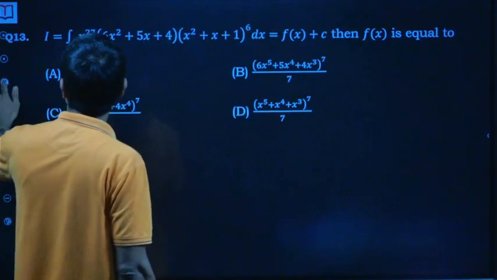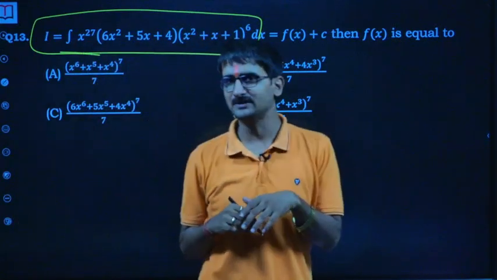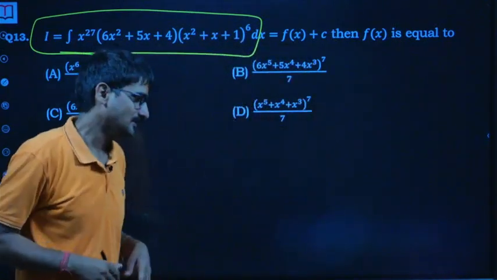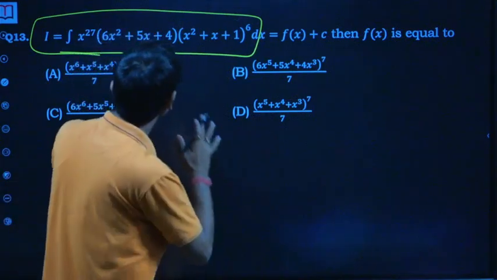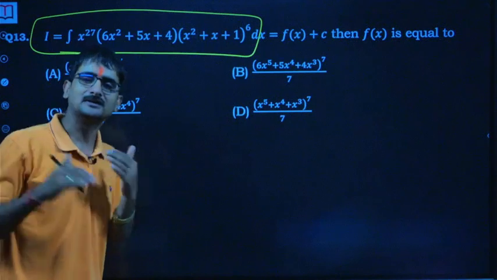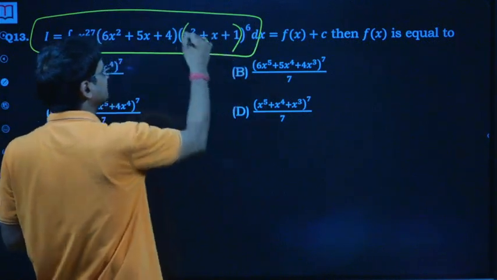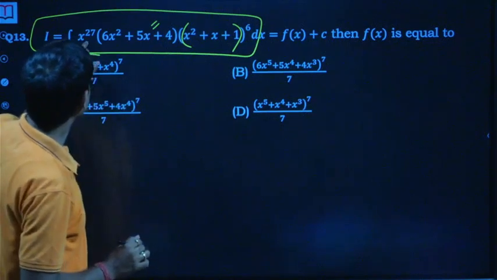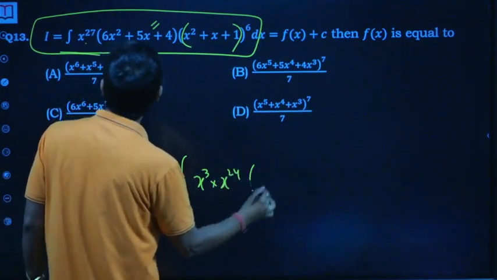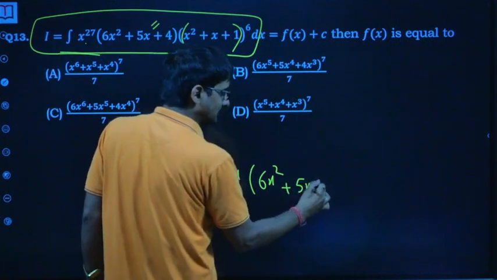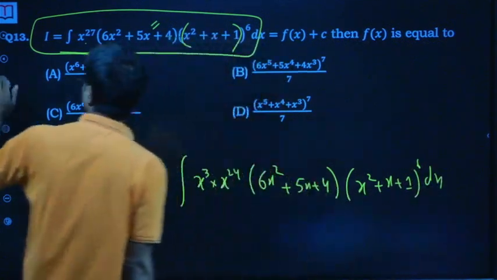So moving to the next one. Next question is again a very typical, meaning a very common, old type of question, but it's still taken as a good question. Why? Because the purpose of this question is to think in the method of substitution, where we try to replace this thing by t such that we get this derivative here. To balance it out, we have x raised power 27, so I will write it as x cube into x raised power 24, 5x plus 4 x square plus x plus 1 raised to the power 6 dx.